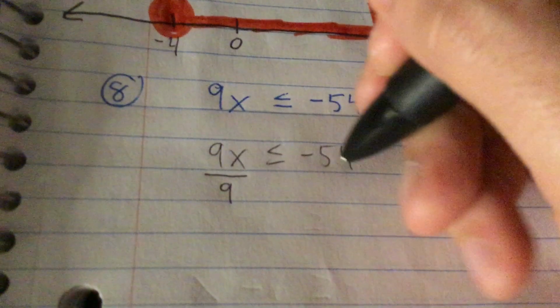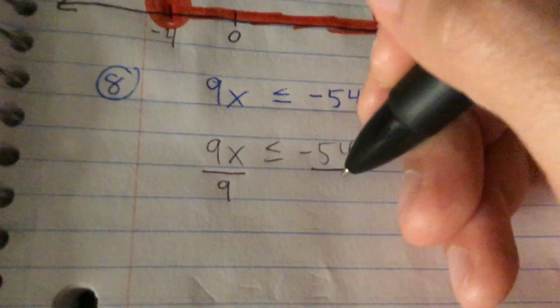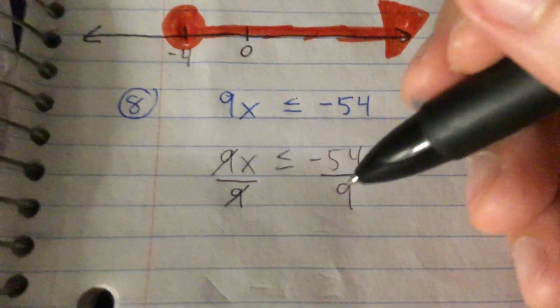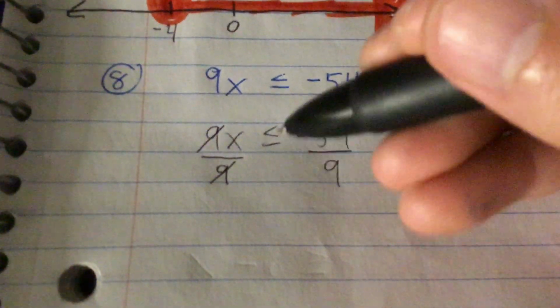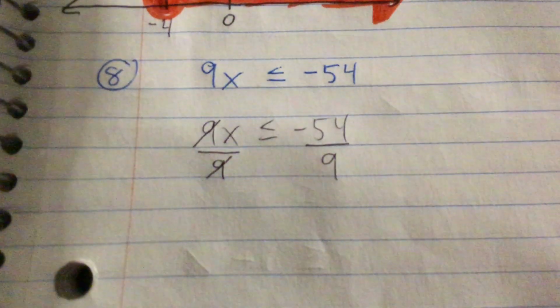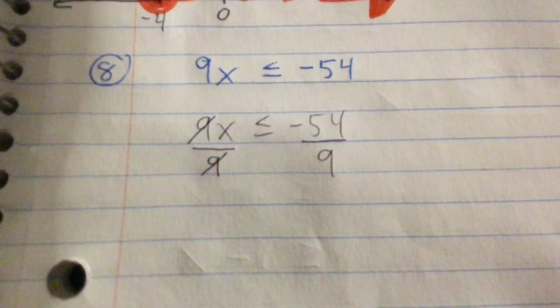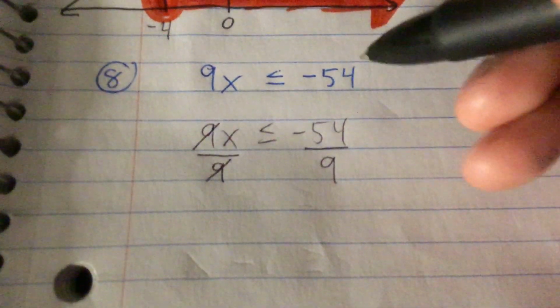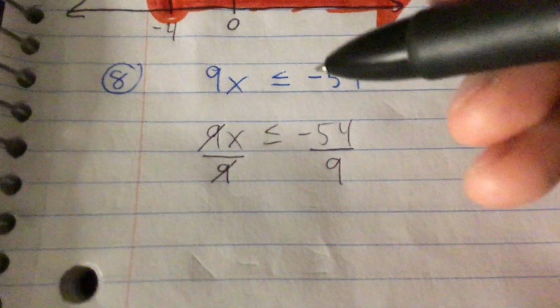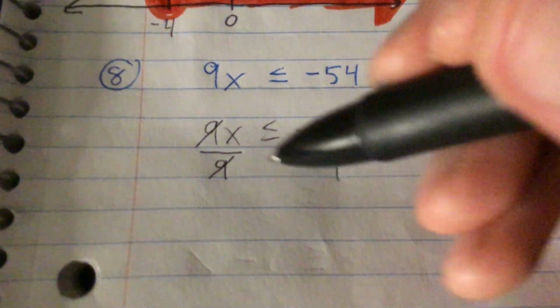I'm going to divide both sides by positive 9. And I clarify that I'm dividing both sides by positive 9 because I'm going to ask the question, does dividing both sides of the inequality by positive 9 flip this sign? No, because even though the output itself is negative, it's what you do to both sides that determines whether the sign stays the same or the sign flips.